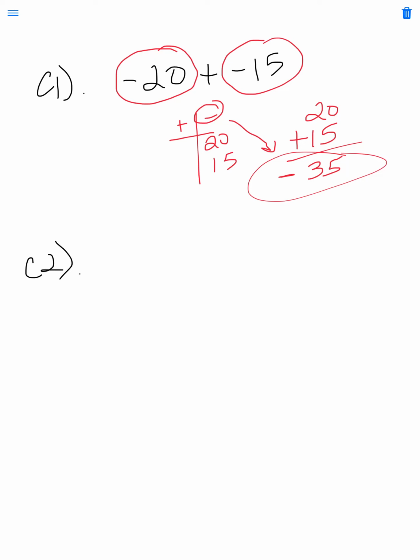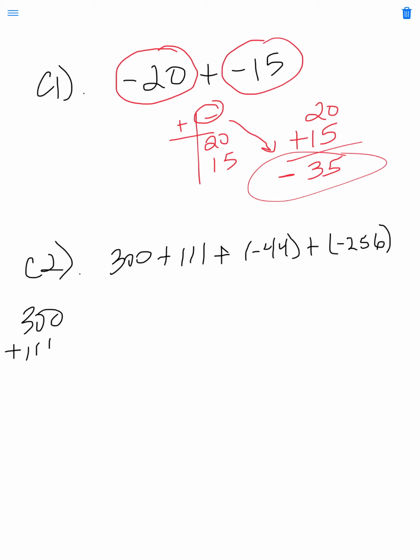So for C2, I have 300. And I actually made a mistake on this one when I was doing it myself, because I thought it was negative 300, but it's positive 300 plus 111 plus negative 44 plus negative 256. So I have 300 plus 111, which is 411. Now that means I have 411 plus negative 44 plus negative 256.